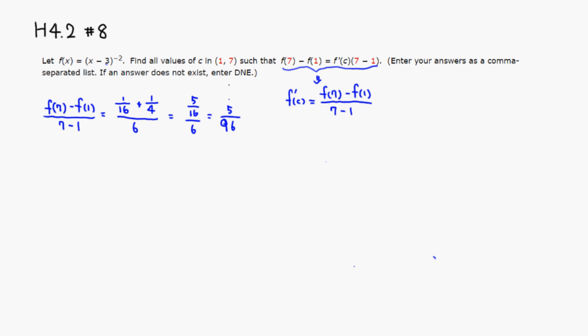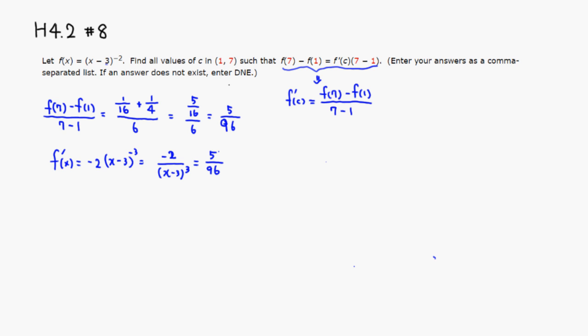So we are looking at the f prime, which is just the derivative. Put the 1/2, negative 2, and the quantity x minus 3, and subtract 1 from the power, so negative 3, and then multiply by the derivative of the inside, which is 1 anyway. So we have negative 2 over x minus 3 cubed. We want this to be 5 over 96.